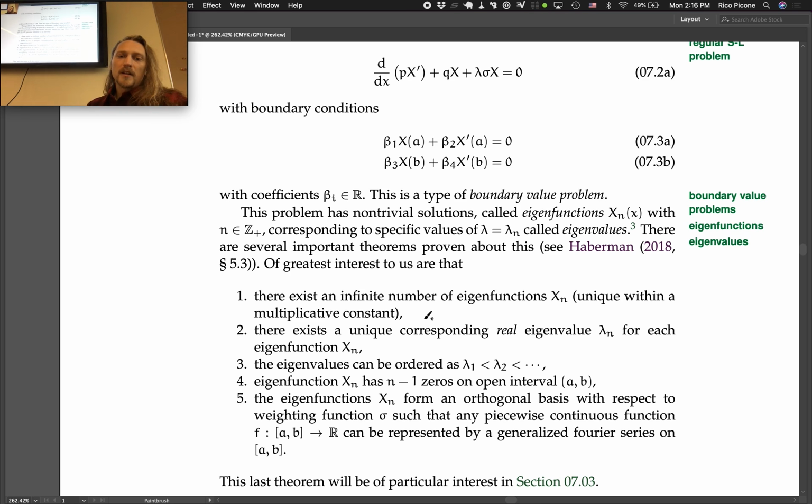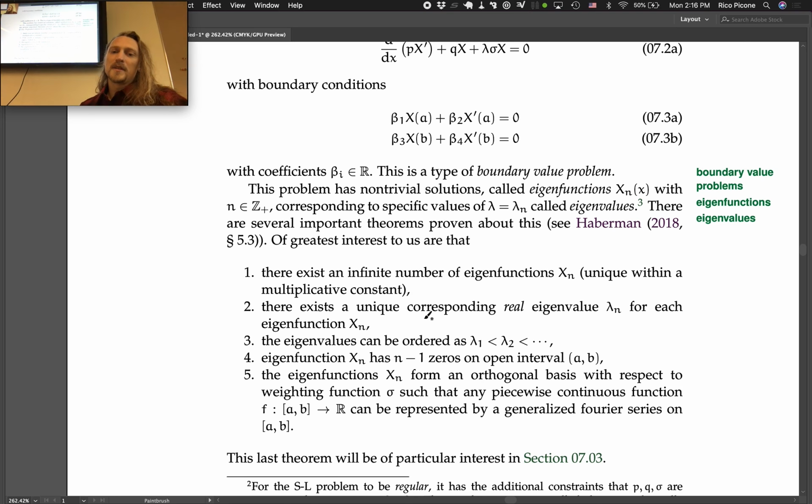The eigenfunctions X_n form an orthogonal basis with respect to weighting function sigma, such that any piecewise continuous function f over the interval can be represented by a generalized Fourier series on the interval a to b. So those are the things that are of interest to us. The last theorem in particular will be of interest in the next lecture. We're going to be constructing these generalized Fourier series from this fact that the eigenfunctions are an orthogonal basis.